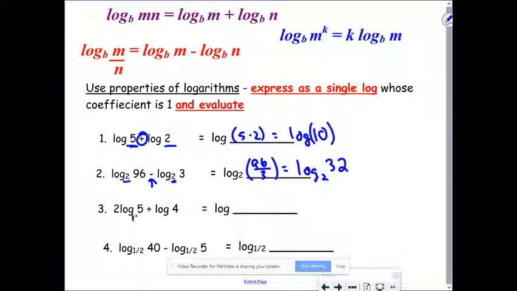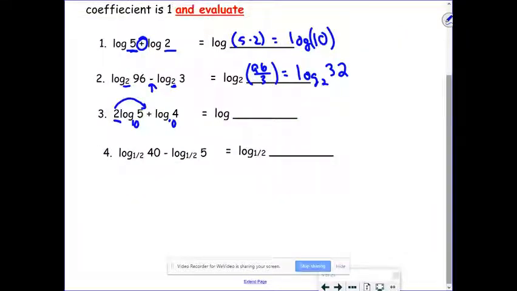In 3, I'm going to have to do two things. First thing, I'm going to have to move the 2 up. So the 2 goes back up there. That becomes 5 squared. And then 5 squared is 25. And now it's addition, so I can multiply 5 squared and 4 together. So 25 times 4 gives me 100.